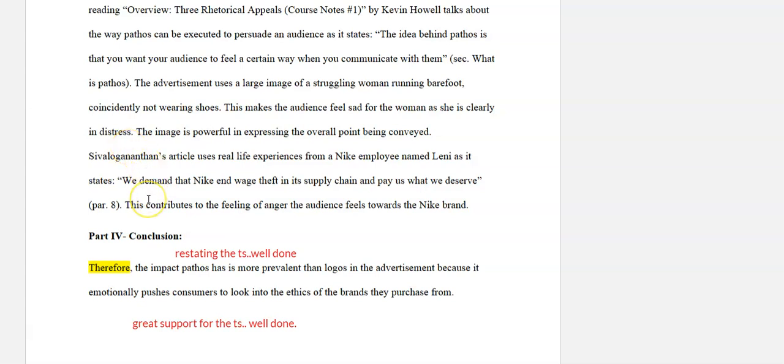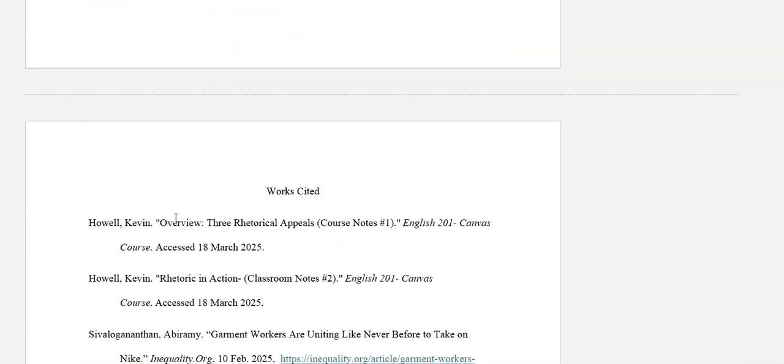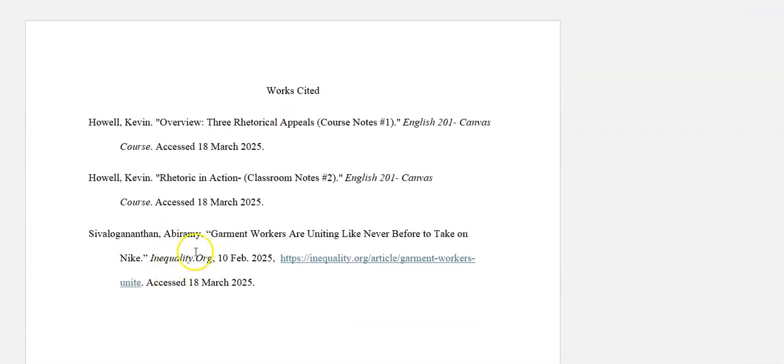Okay, and then this contributes to anger. And then conclusion, she did here. She restated the topic sentence, which was well done. Okay, and let's look at the works cited. Works cited, perfect. Now I'm going to talk about containers here.